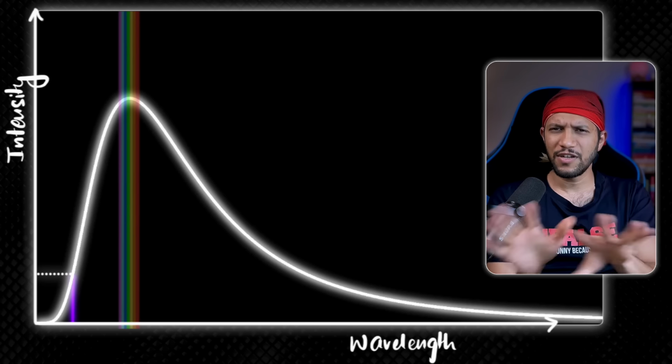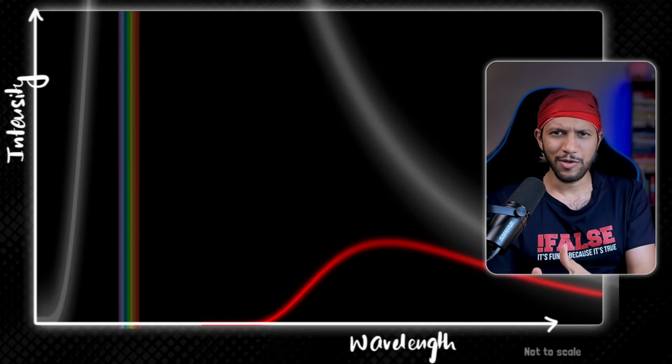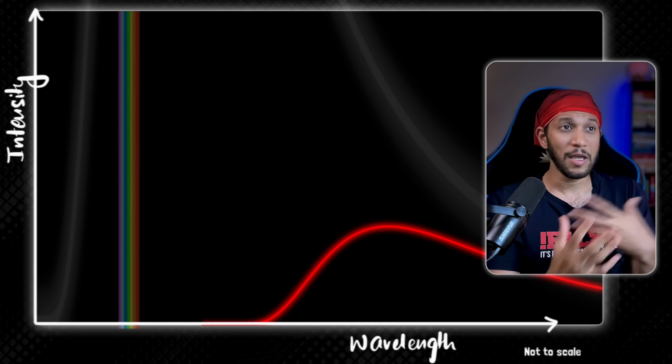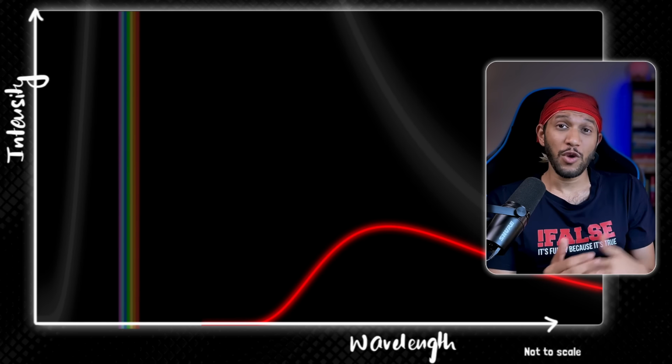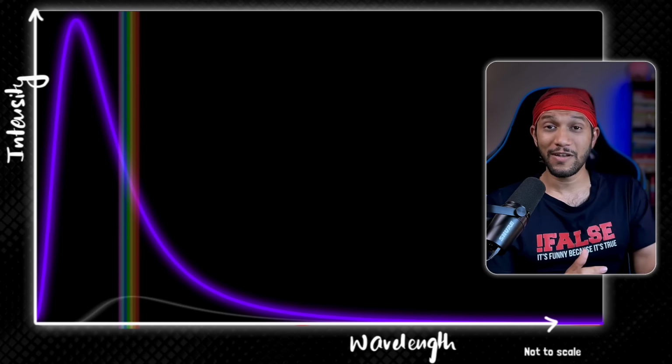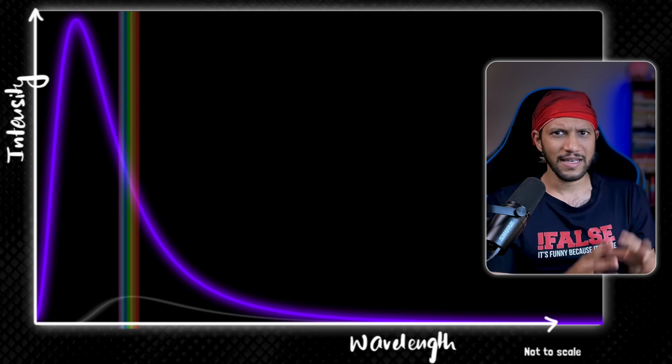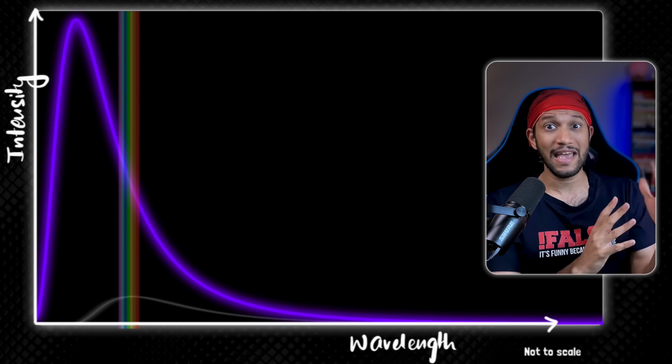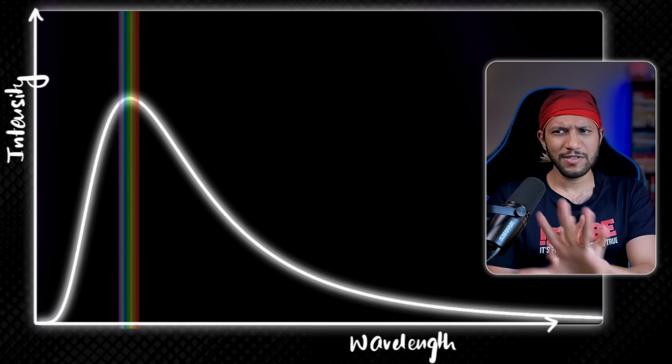I mean, of course, the graph does change with temperature. At lower temperatures, the peak is in the infrared region. That's why most of us are glowing in infrared. And if you have very high temperatures, the peak can go even in the UV. And that's why very hot stars can actually give out a lot of ultraviolet and X-rays and stuff. But pretty much the shape stays the same.